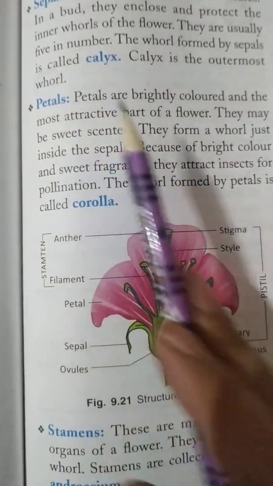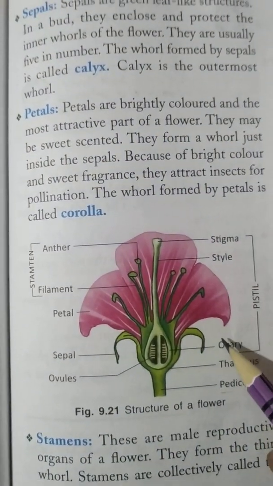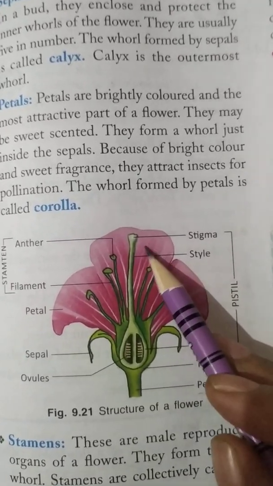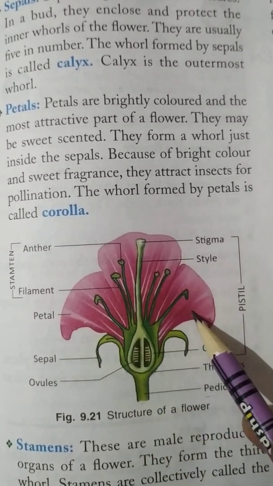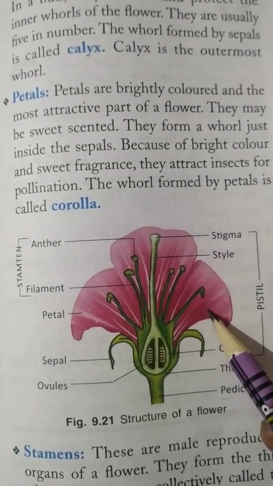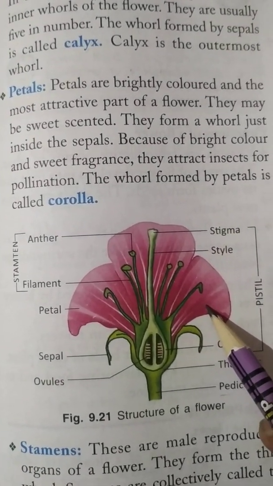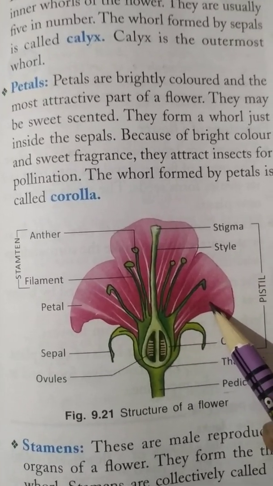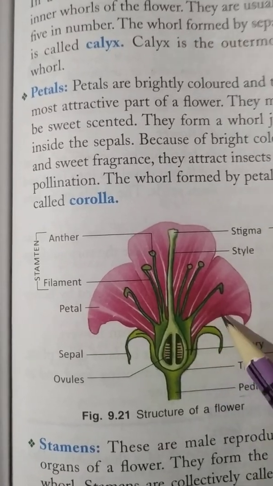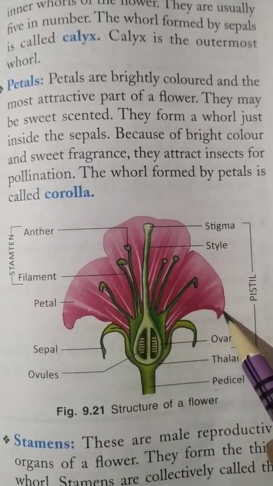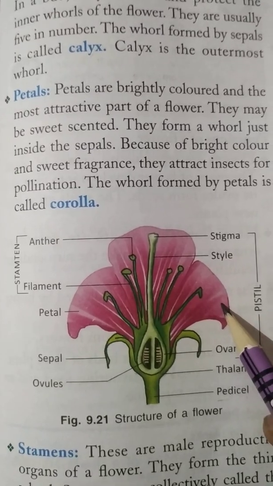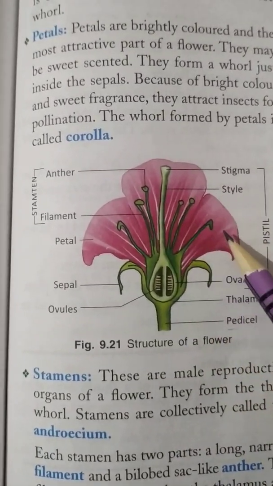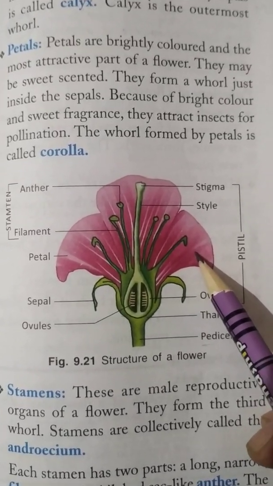Now is petals. Petals are the brightly colored and the most attractive part of a flower. So this colorful part is called petals. They may be sweet scented. They form a whorl just inside the sepals, starting from the inner side of the sepals, and this whole whorl is called corolla. The function of the corolla is to attract insects for pollination.